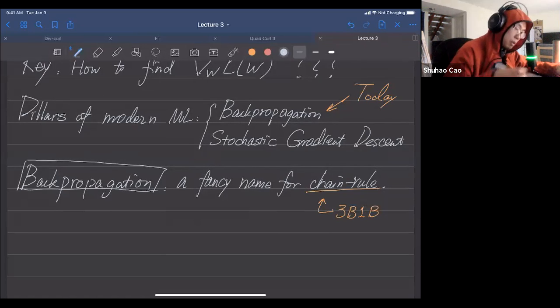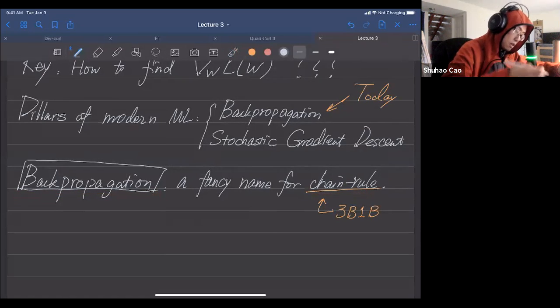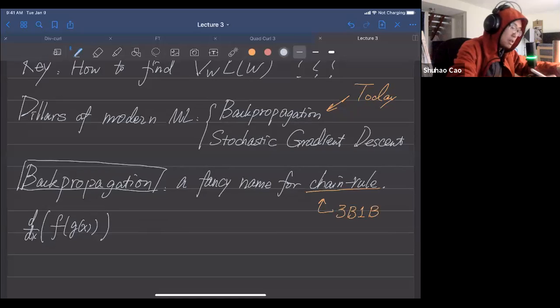So today we will learn how to do backpropagation. It's essentially the chain rule, nothing fancy. Let's review the chain rule. For example, if we want to take a derivative of this, this is a composite function.